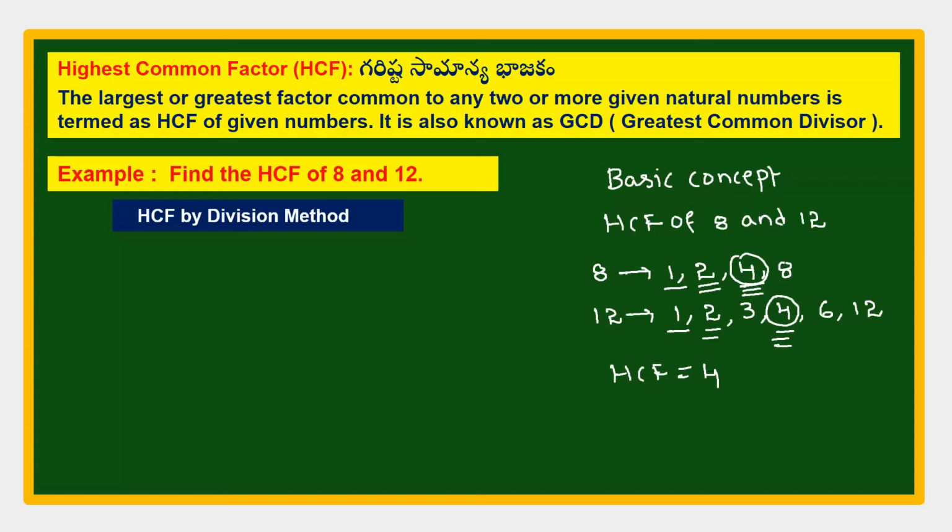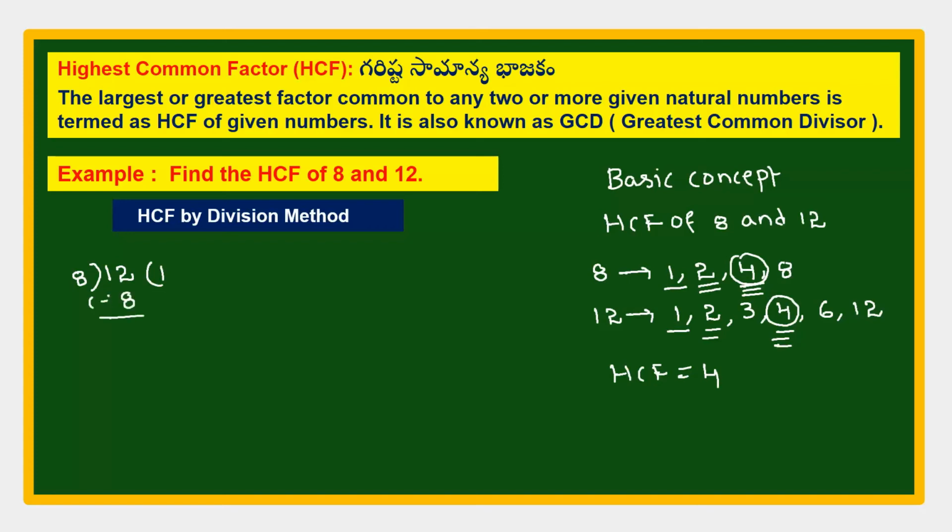So HCF of 8 and 12. So what we have to do? We have to divide the largest number, here largest number is 12, by the smallest number, here smallest number is 8, until the remainder is 0. So the last divisor will be the HCF. Now see, largest number is 12 and smallest number is 8. We have to divide largest number by smallest number. So 8 1s are 8.